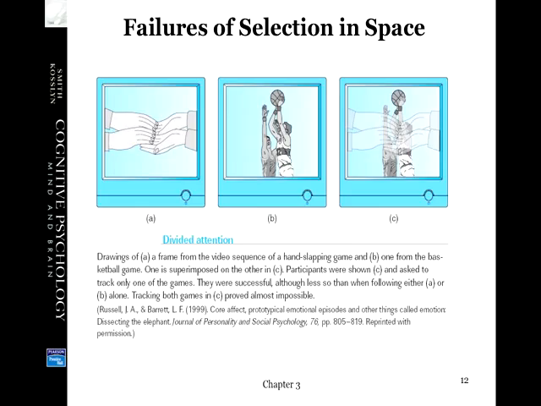People were really good at A and B, terrible at C. Almost impossible to do. You either got one of them really well and did poorly on the counting, or you just were terrible at the whole thing. So divided attention tasks are bad.